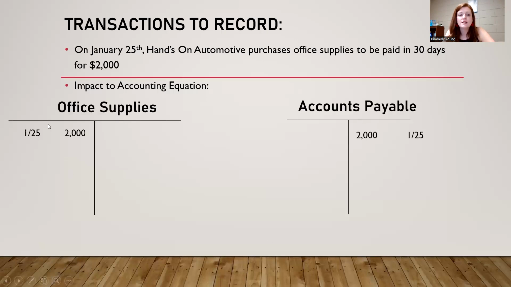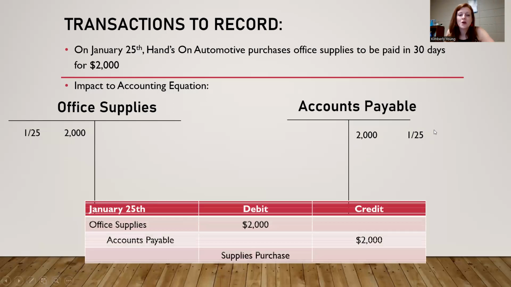We are increasing the asset office supplies. So we are going to debit that. And we are increasing a normal credit balance, a liability for accounts payable for $2,000. So we credit that. So I think you're getting used to it. You know what the journal entry will look like? We're going to have the date. We debit office supplies, our asset. We credit accounts payable.